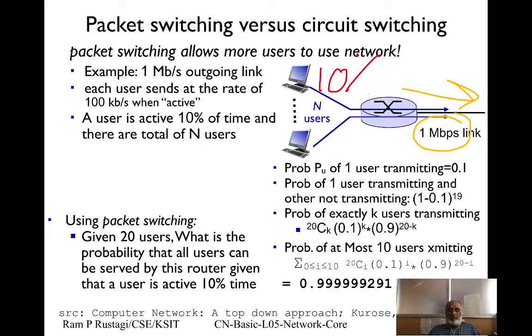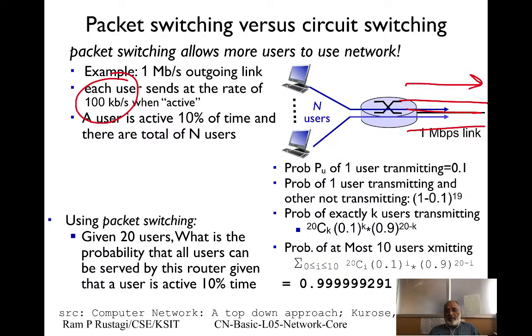Now, in this case, what should happen and what would the relation be? If I were to use circuit switching, I need to reserve the circuit for each user. Since each user needs 100 kbps, I'll reserve 100 kbps for user 1, 100 kbps for user 2, and so on and so forth. And I can support 10 users. Others have to wait, they cannot be served. But if I were to do packet switching now, can I support more users? How many can I support? That's the question.